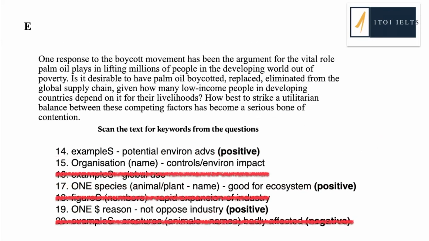Now we go on to E. Can we find any examples of potential environmental advantages? I don't see anything about environmental advantages here. So again, we're going to cross this off. There's definitely no name in here, so it can't be 15. Does it mention an animal or a species? Nope. And does it mention any financial reasons?